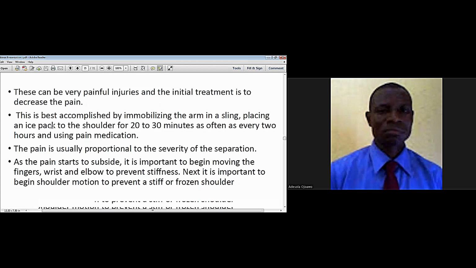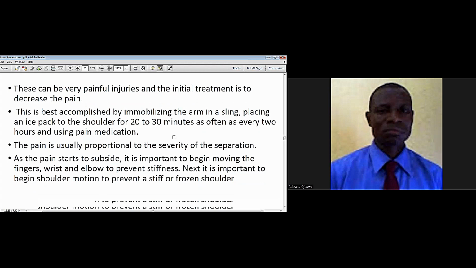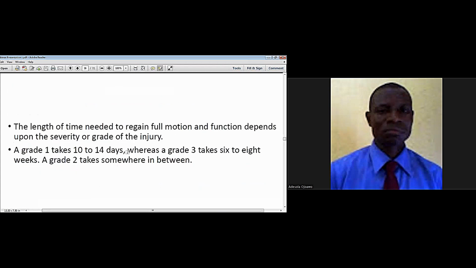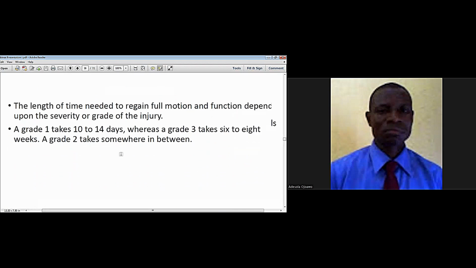As physiotherapists, we should know again that full motion and function depend upon the severity of the grade of the injury. Grade 1 takes 10 to 14 days, whereas grade 3 takes 6 to 8 weeks. 6 to 8 weeks. So one shouldn't rush it.